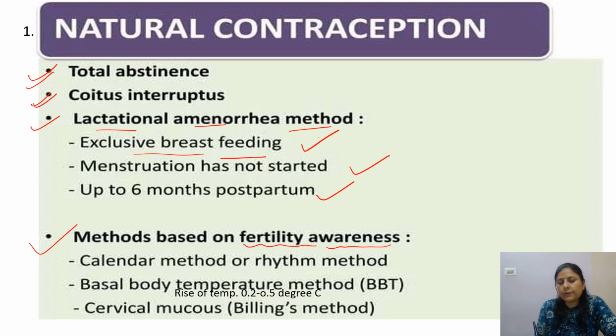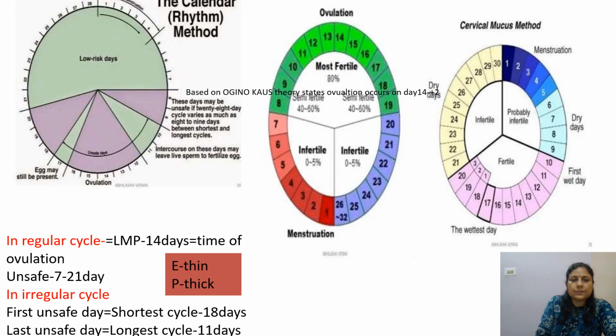First is the calendar method or rhythm method. Second is the basal body temperature method, and third is the cervical mucus or billing method. The calendar or rhythm method is based on the Ogino-Knaus theory, which states that ovulation occurs on the 14th day plus or minus 2. It may occur 2 days before the 14th day or 2 days after the 14th day.